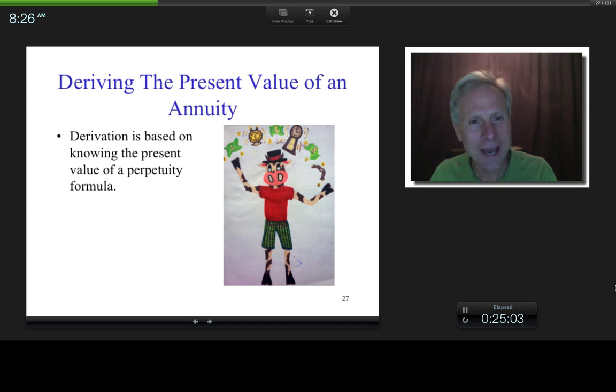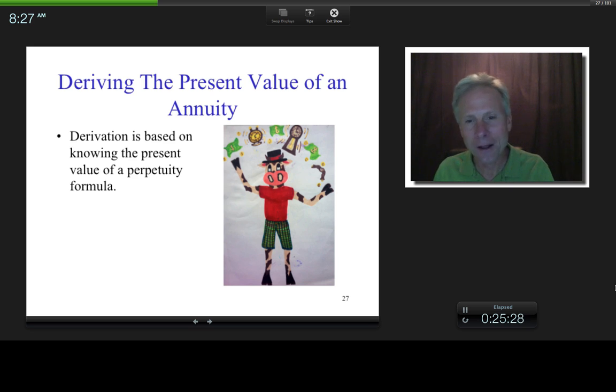So what I want to do now is derive the present value of an annuity. Okay, so far we've derived the present value of a perpetuity, and now we're going to do an annuity. And then we'll do one more after this. That's a growth perpetuity, before we get into those challenging examples. Now, this stuff builds on itself. So we're going to derive this formula knowing the present value of a perpetuity.